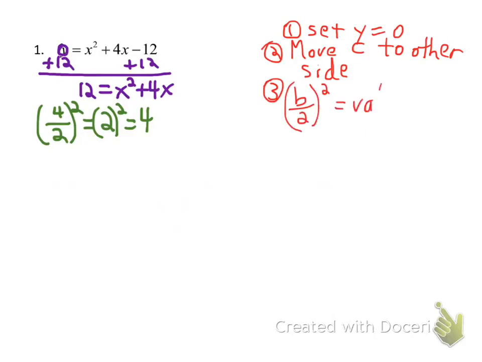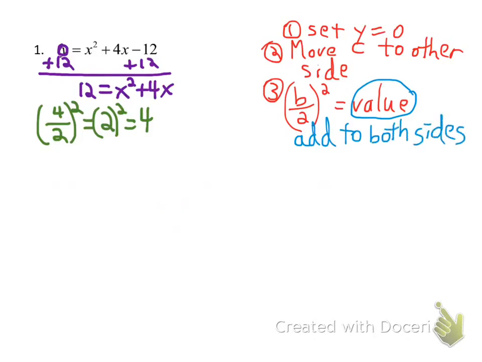Then, what we do with that value, in this case 4, the value after we square b divided by 2, is add it to both sides of the equation. If we don't add it to both sides, we're not treating both sides equally, and therefore we are changing the equation. So we're going to add 4 to both sides. Therefore, the equation is still going to be equal.